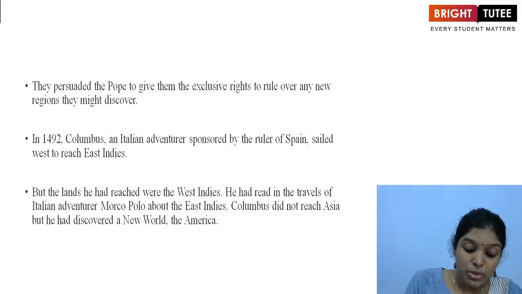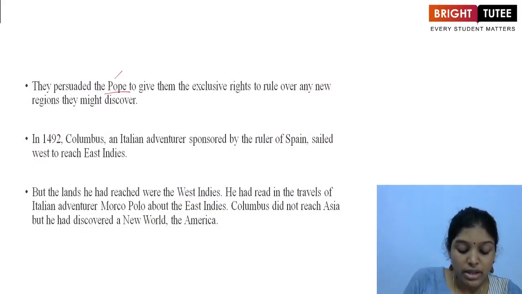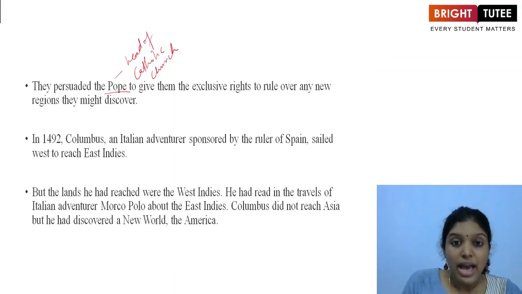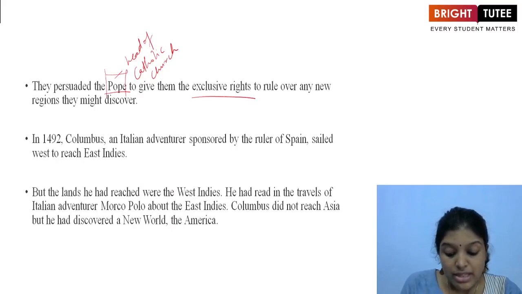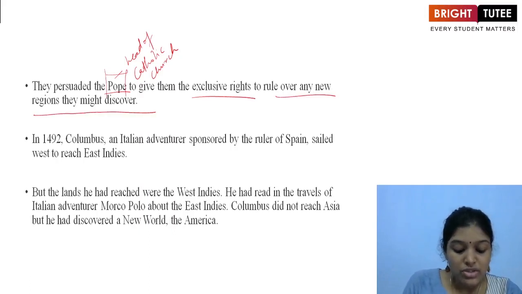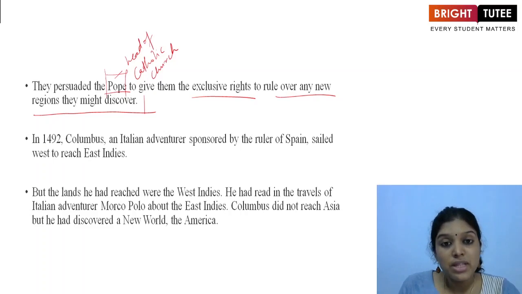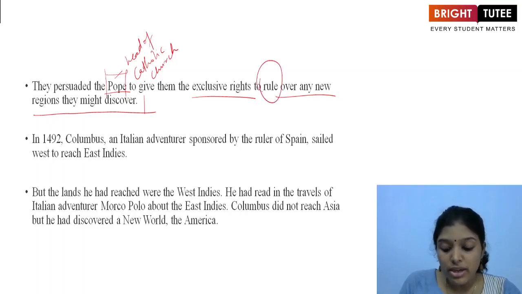And they persuaded the Pope, who, we already know, is the head of the Catholic Church and who plays a major role in Europe. And we see states like Spain and Portugal persuading or making the Pope give them exclusive rights to rule over any new region they might discover. So, when the Pope gives them the right to rule over any place they discover, it is giving legitimacy to a foreign rule.